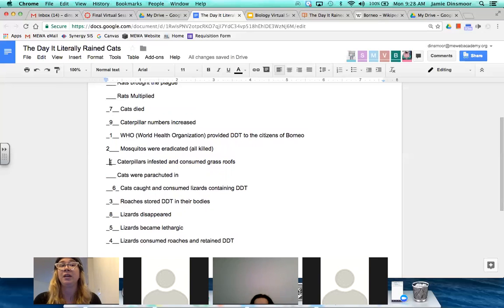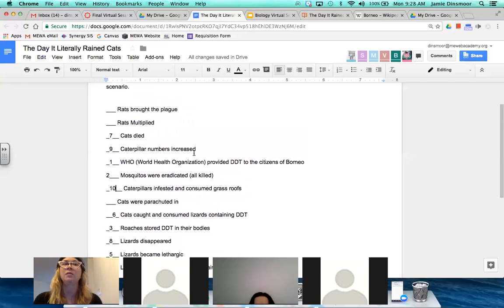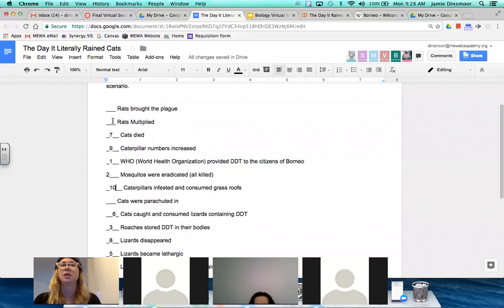They need something to eat. So now they're going to infest these grass roofs, right? We're talking about a location here in Indonesia where most of the housing still has roofs made out of grass, right? So now there's like 1,000 caterpillars in your roof eating it. Okay? Then at the same time, we have our rats multiplying.